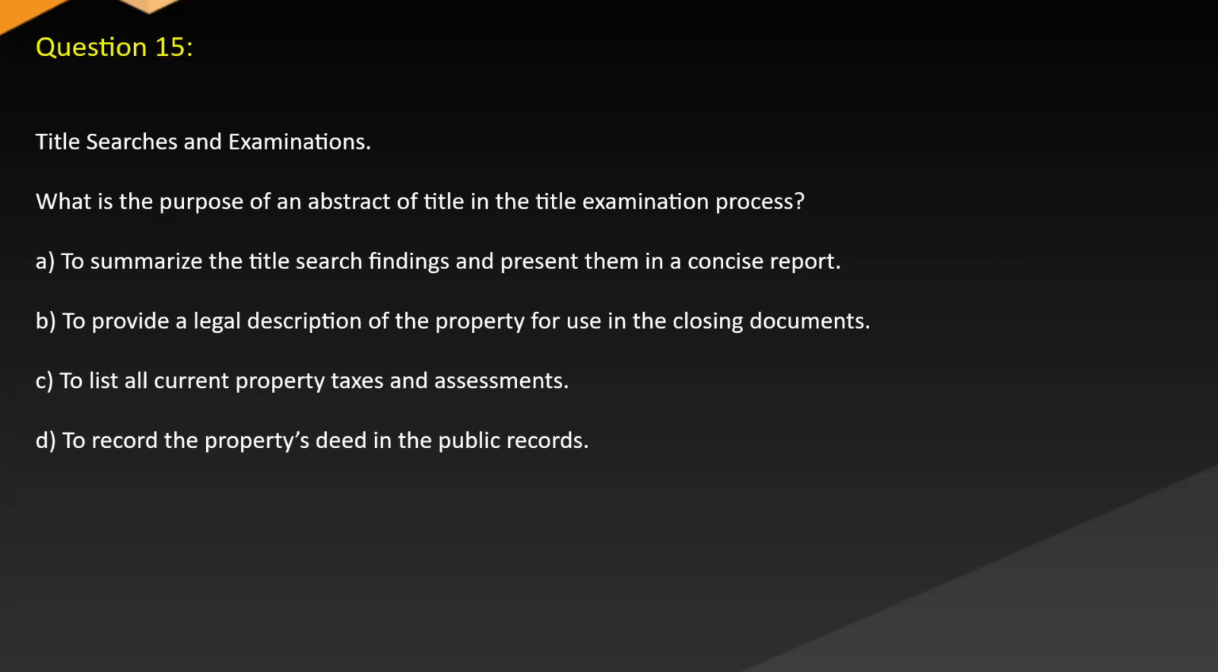Question 15. Title searches and examinations. What is the purpose of an abstract of title and the title examination process? A. To summarize the title search findings and present them in a concise report. B. To provide a legal description of the property for use in the closing documents. C. To list all current property taxes and assessments. D. To record the property's deed in the public records.